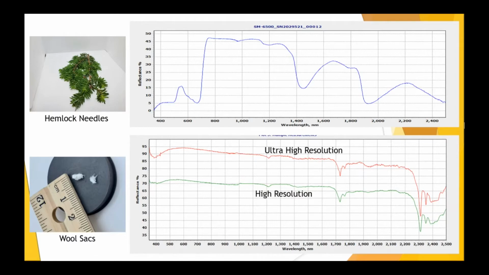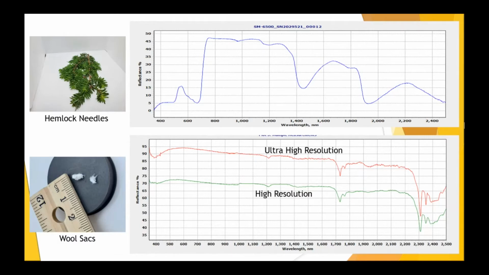Down at the bottom, you have these little wool sacs that I actually extracted from the twigs and took off to be able to get just these spectral responses in particular. So since that precision probe can concentrate on these very small samples, I was able to gather some distinguishing spectral characteristics of those wool portions.